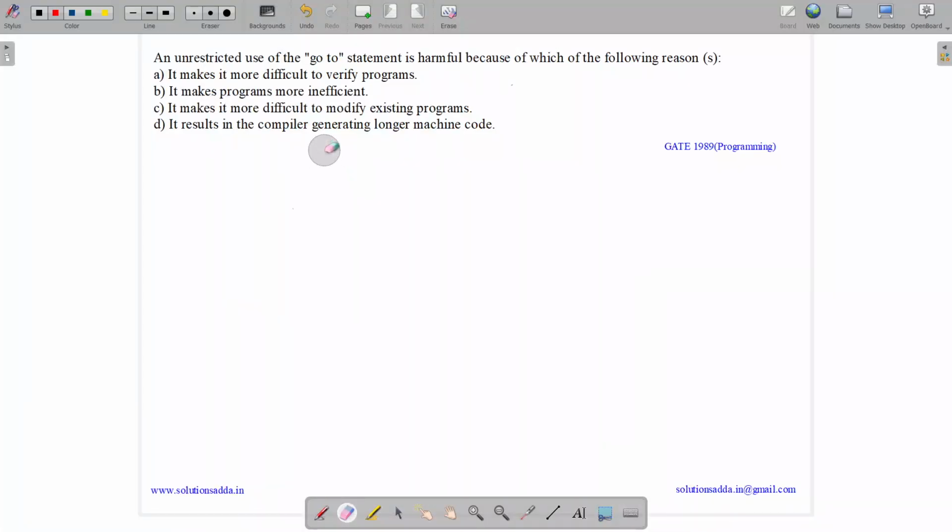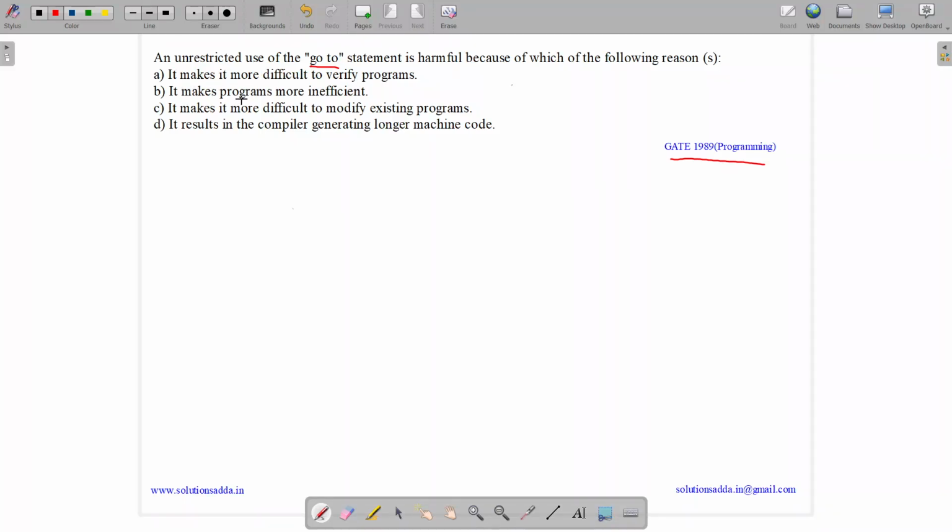This question belongs to programming subject and was asked in GATE CSE 1989. So the question states, an unrestricted use of goto statement is harmful because of the following reasons. So what are the reasons? It makes it more difficult to verify programs.